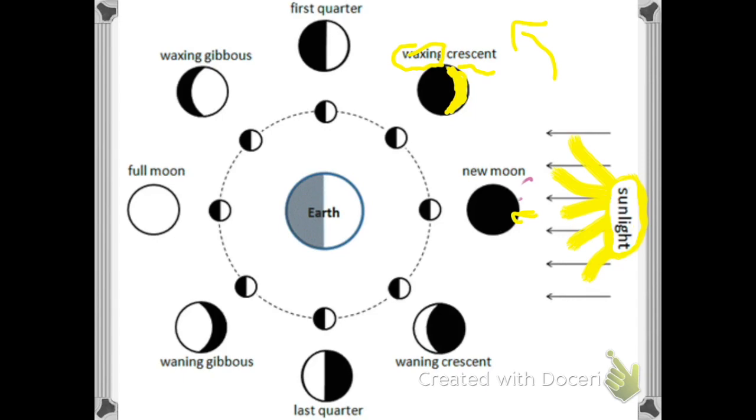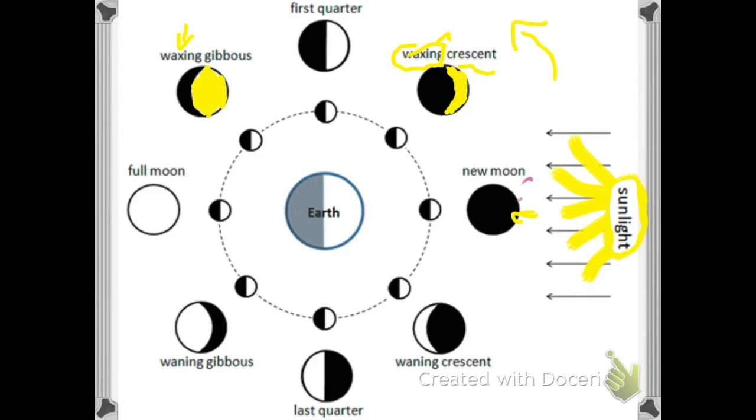Then we had our first quarter, which we already talked about. So we have our waxing gibbous. Now, since light is still increasing, we see a lot more of it. The gibbous is when you look up at night and it looks almost full, but it might be a little flat on one side. That is the gibbous moon. So there's the waxing crescent and the waxing gibbous.